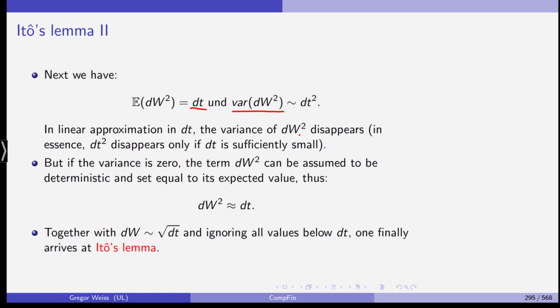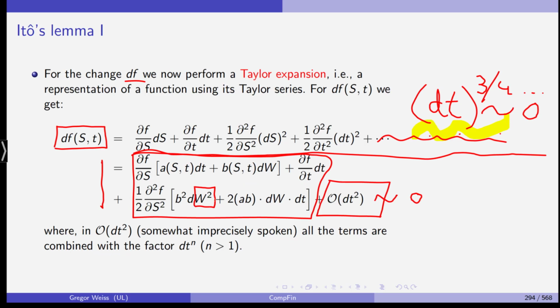So in essence, this becomes deterministic. But if the variance is 0, then the term dw squared can be assumed to be deterministic, and it can be set equal to the expected value, which in this case is dt. And if we now say that the change in time is proportional and distributed according to the square root of dt, and if we ignore all values that are smaller than dt, especially squared, taken to the third power, and so on. So what we get is we can substitute this, we can leave out this, and so on.